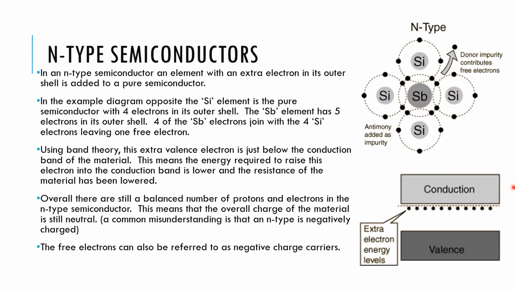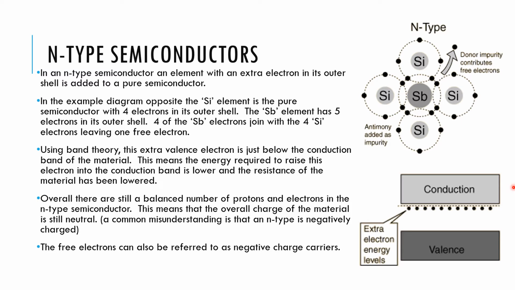Now, one of the big misconceptions about N-type and P-type semiconductors is that they are negatively charged for N-type or positively charged for P-type. That's not correct at all, and the reason we call them N-type and P-type is that in an N-type semiconductor we say that the charge carriers are negative. In a P-type, the charge carriers are positive. That's where the N and the P comes from. It's not negative and positive overall charge that they have.